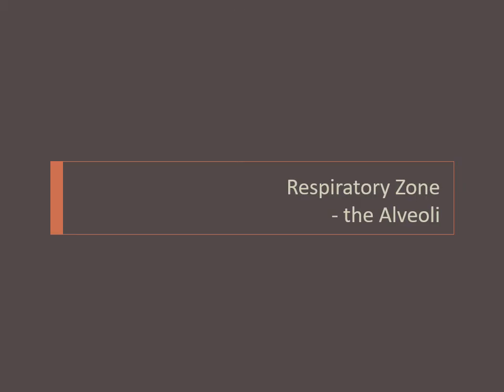So now we're finally going to get to the respiratory zone where gas exchange is going to occur. So we've gone from the nose and all through the nasopharynx, oropharynx, laryngopharynx, through the larynx, the trachea, the primary bronchi, secondary bronchi, tertiary bronchi, bronchioles, and now finally we're going to actually get to the business of the respiratory system.